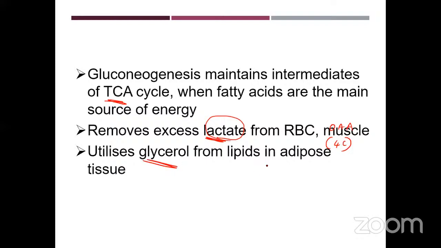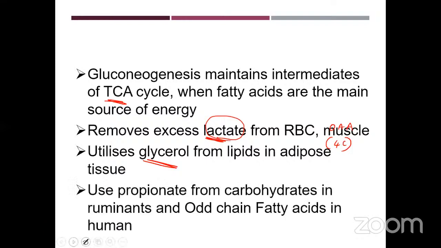I told you fat and lipid, on degradation, will produce glycerol and fatty acid. This glycerol, instead of accumulating in the cell or tissue, can be channeled to form glucose by gluconeogenesis. These are all the uses of gluconeogenesis.